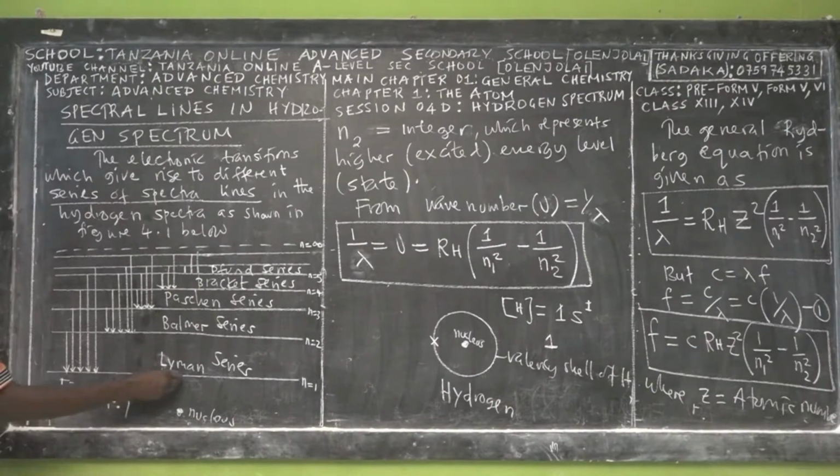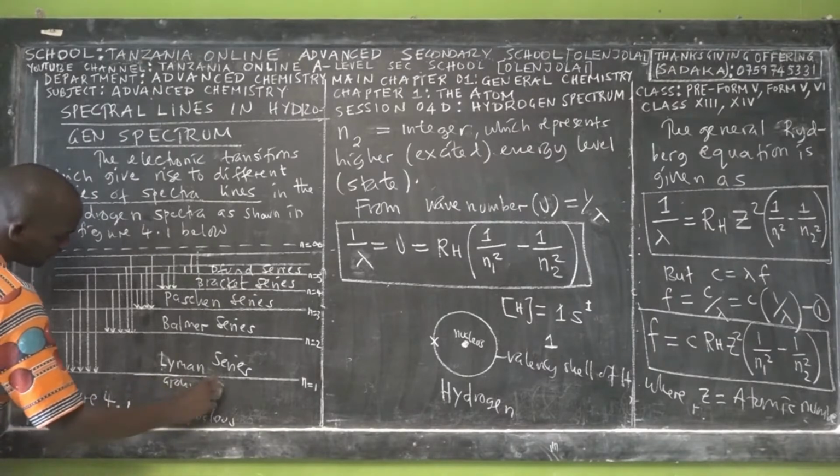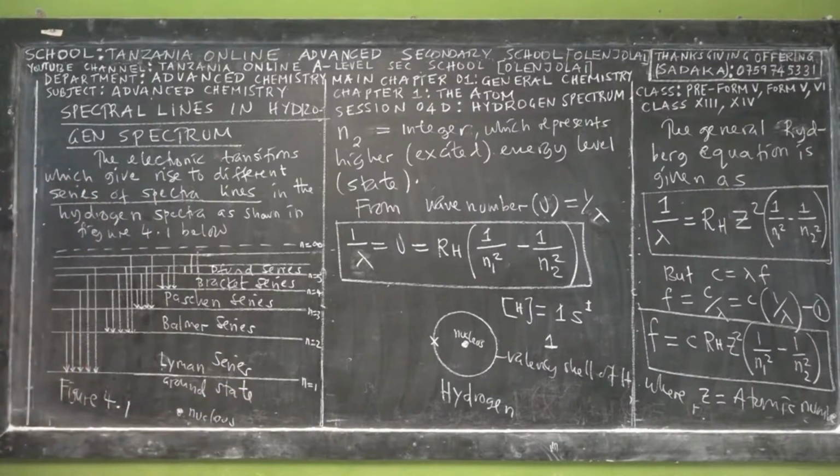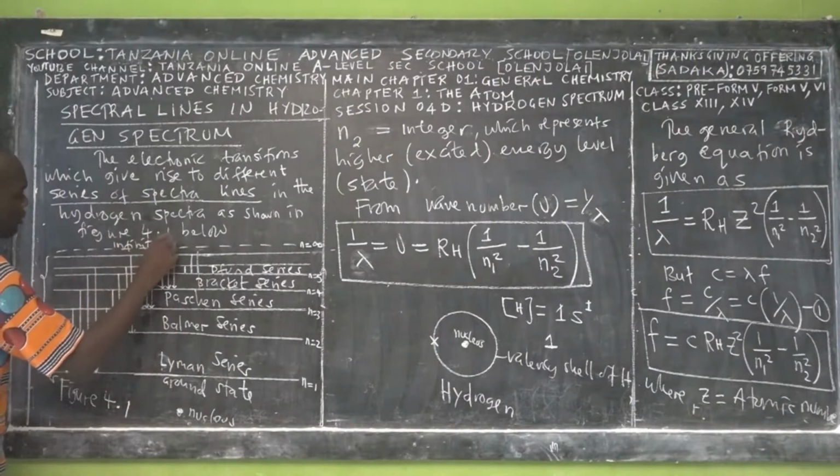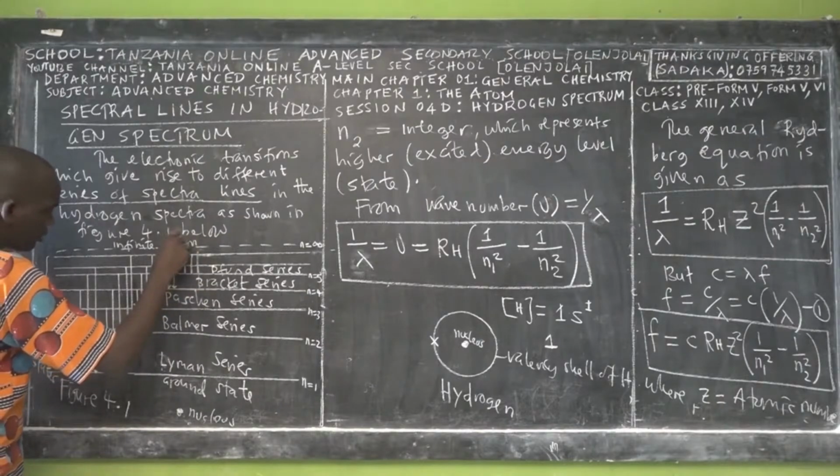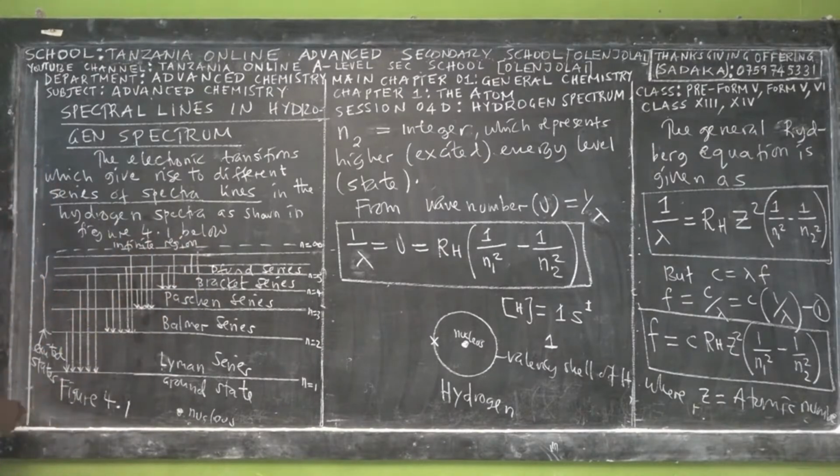When electrons jump from the ground state, this one, we call it the ground state. And hence all of these others we call excited states, or higher energy levels. And this one we call the infinity region or convergent limit. So infinity region or convergent region.